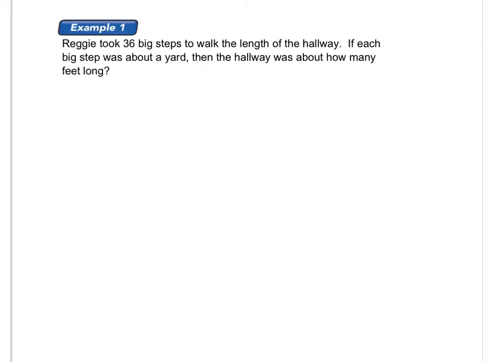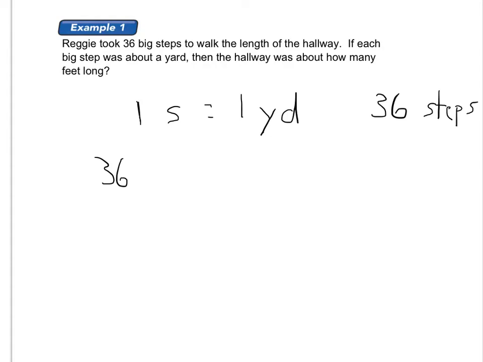Alright, and we are on to example 1. It says, Reggie took 36 big steps to walk the length of the hallway. If each big step was about 1 yard, then the hallway was about how many feet long? Well, we know that one step was 1 yard, and he took 36 total steps. If each one of those 36 steps is 1 yard, then I'm going to take 36 times 1, and that's going to tell me that he went 36 yards.